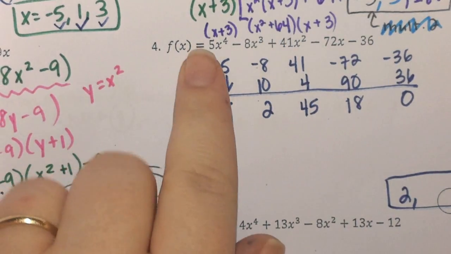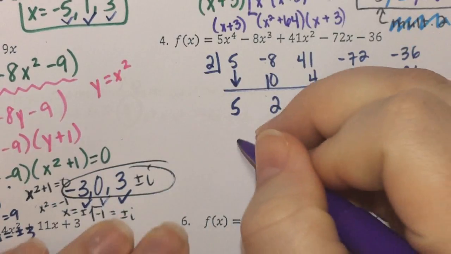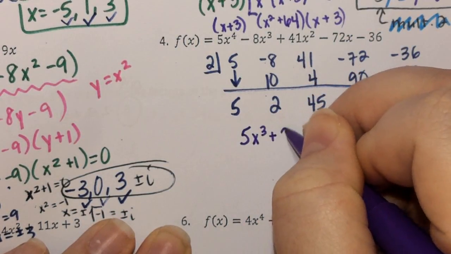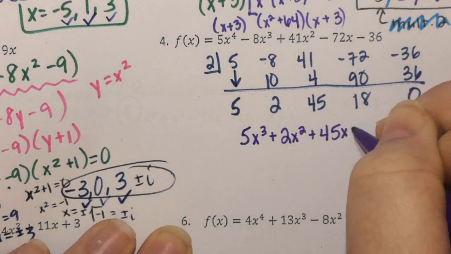Okay, so we were starting off with x to the 4th. So when I write my answer, now that we've used synthetic, I got to start off at 1 degree less. So 5x to the 3rd plus 2x squared plus 45x plus 18.